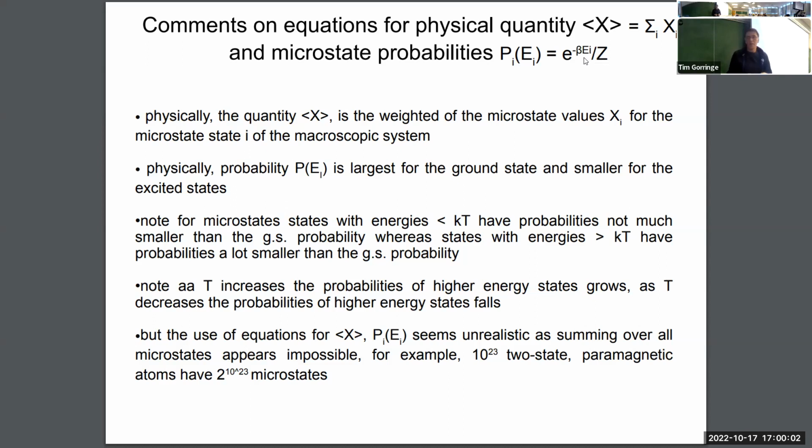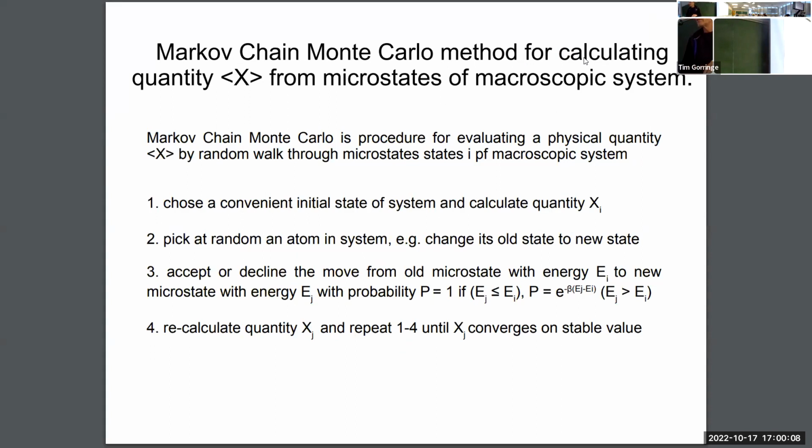And that's where the Monte Carlo method comes in. Instead of carrying out the entire sum over all the microstates, we're going to take a random walk through the microstates to gravitate to the average value of, say, the internal energy in this particular case. So that's what this Markov Chain Monte Carlo method does. And it's a fairly straightforward series of steps.